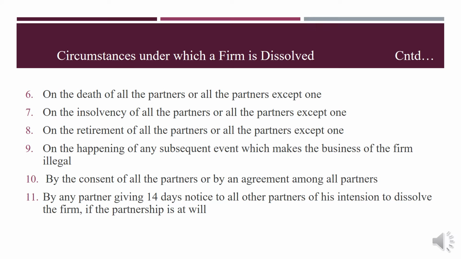Sixth point, on the death of all the partners or all the partners except one. See, a partnership firm is a firm where two or more members constitute a business. And therefore, if all the partners die, or all the partners die except one, in such cases the firm is going to dissolve. Next one, on the insolvency of all the partners or all the partners except one. Then on the retirement of all the partners or all the partners except one.